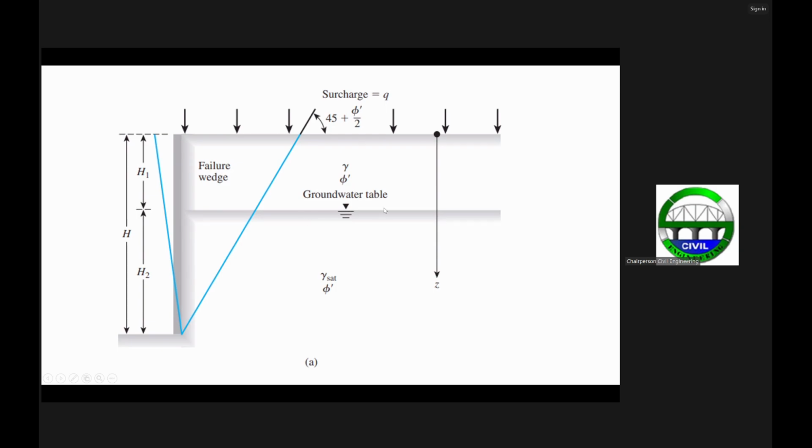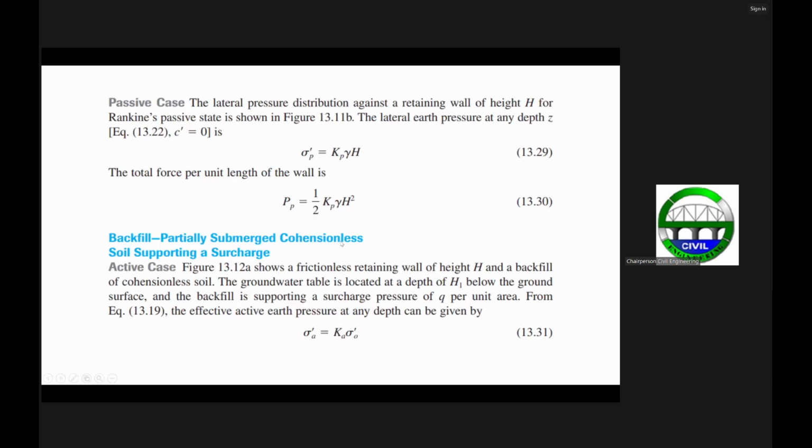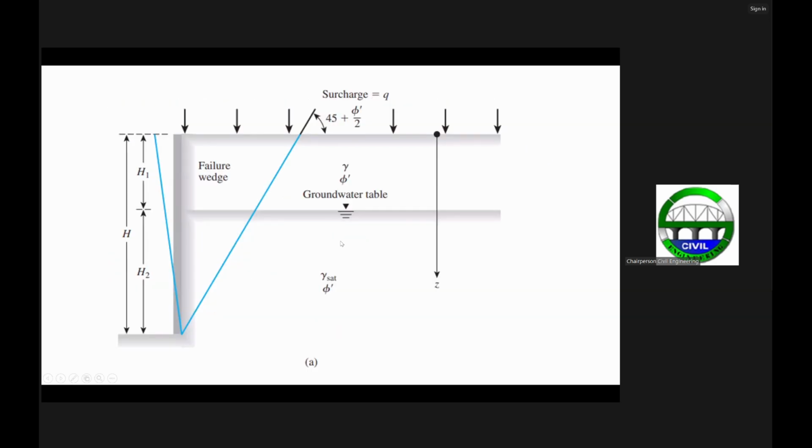Below the groundwater table, you have the saturated unit weight because it's saturated. Then you have also the friction angle here. The cohesion is zero because you have a cohesionless soil. These are usually granular soils. But here at the horizontal surface, you now have a surcharge load of q.